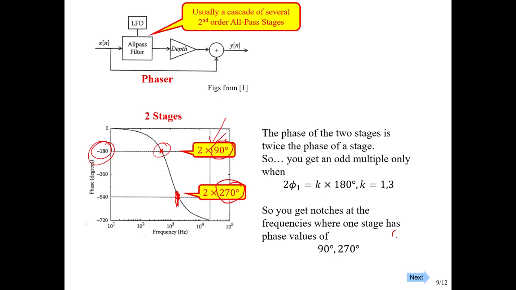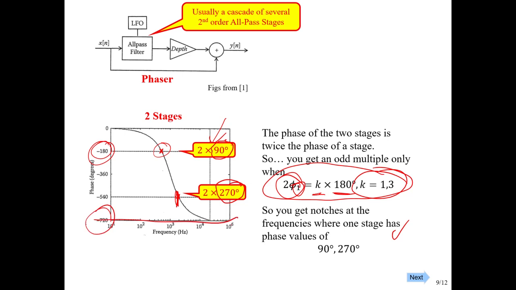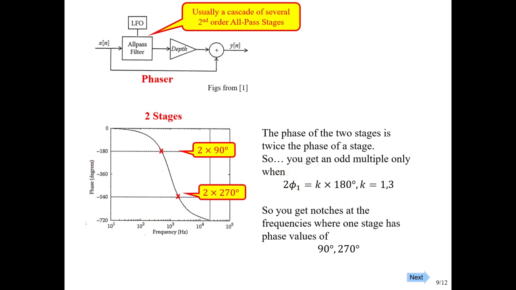So that's what I'm saying here. And this is just a little formula for that. 2 times phi1, where the sub 1 is the phase for a single stage, second order in this case, is going to be k times 180. K is selected to be the odd integers. And I can only do 1 and 3 in this case, because if I went to 5, I'd be beyond the largest phase shift that this two-stage cascade can give me.